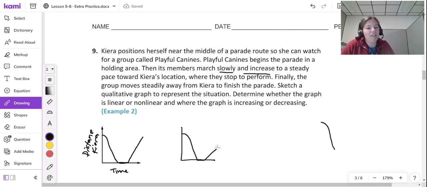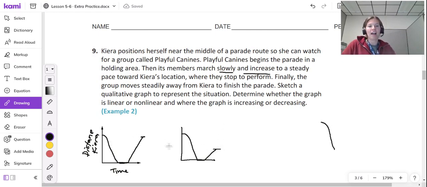They don't specify how far from Kira the parade ends. It just says they finish the parade. So they might finish the parade at the same distance from where they start or at a lesser distance, but they go away from Kira at the end is the important part there.